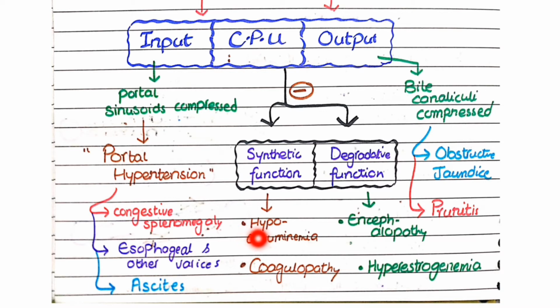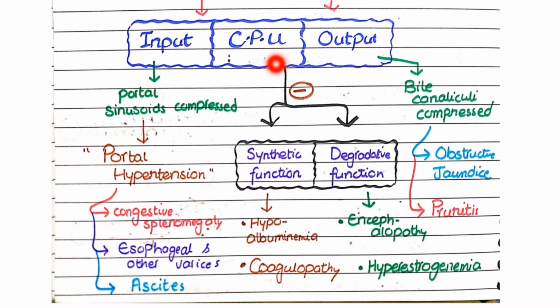Now other than albumin, the liver cells also synthesize clotting factors. So the deficiency of clotting factors can result in coagulopathies, which can cause hemorrhages. So the synthetic machinery can be destroyed, resulting in hypoalbuminemia and coagulopathy.